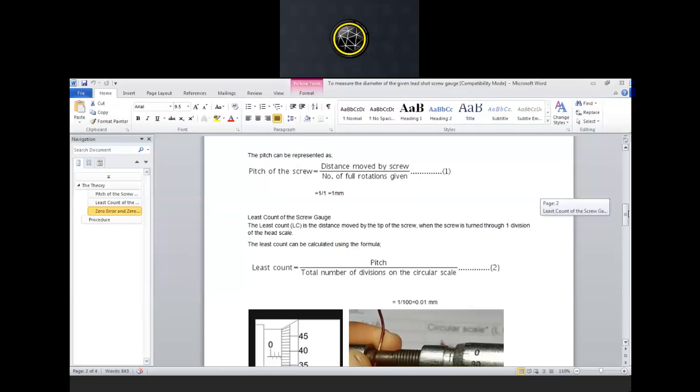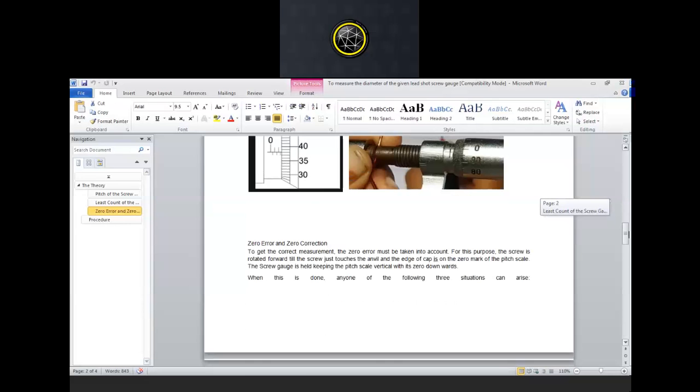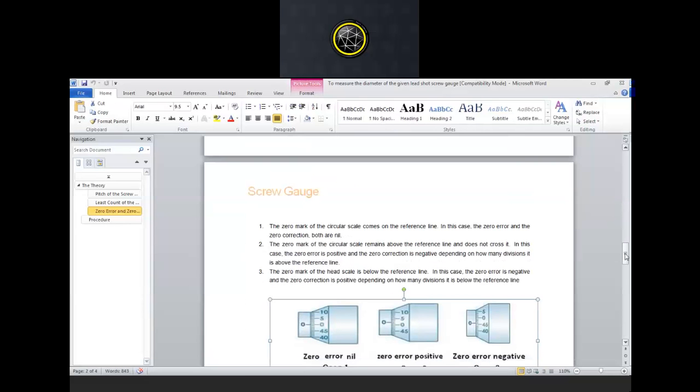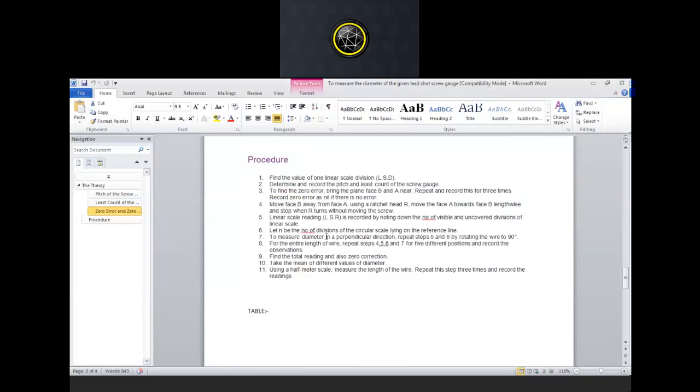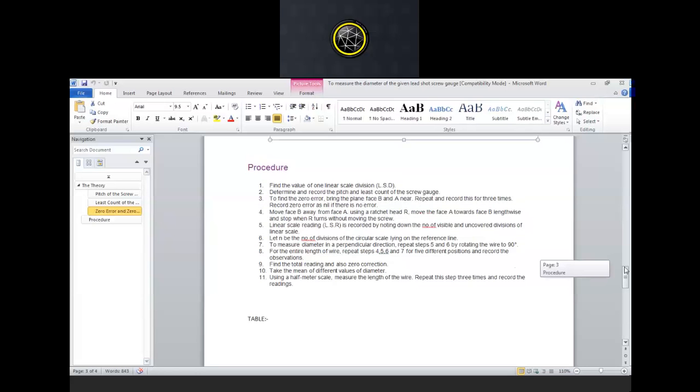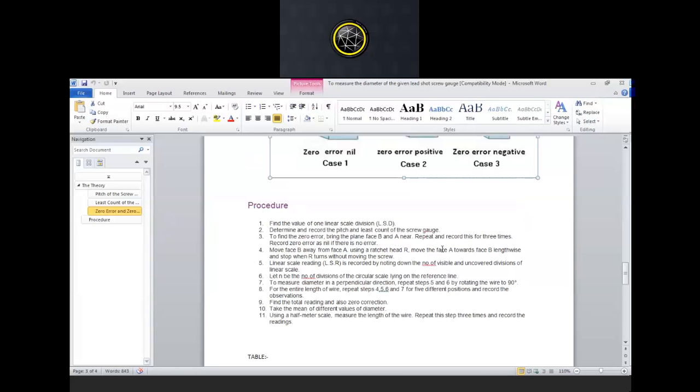Okay, pitch and least count observation section we will complete. Next, third point, to find the zero error, bring the plane phase B and A near. Repeat and record this for 3 times.